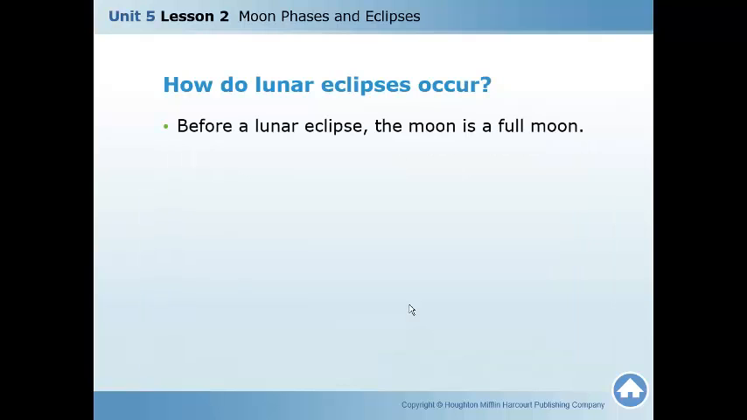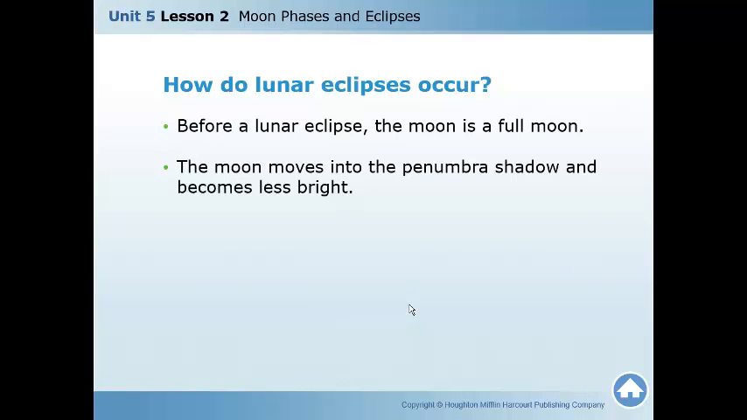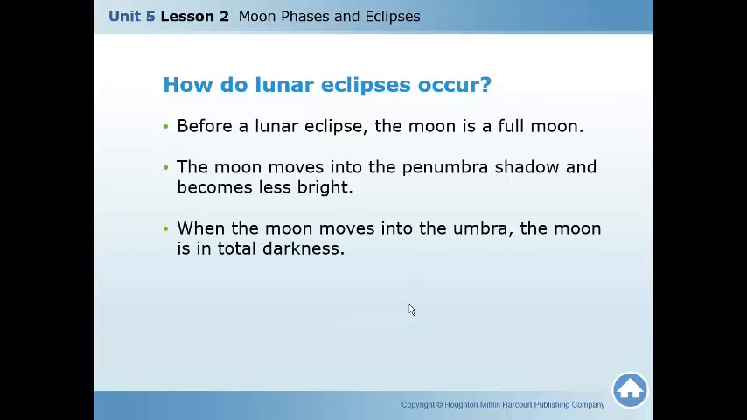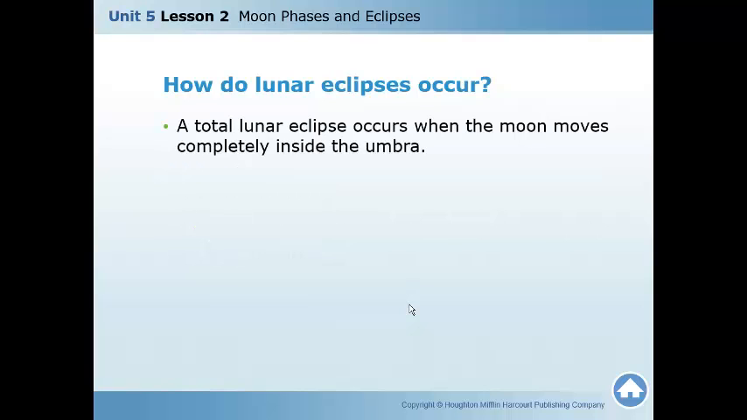Before a lunar eclipse, the moon is a full moon. The moon moves into the penumbra shadow and becomes less bright. When the moon moves into the umbra, remember that dark part of the shadow, the moon is in total darkness. And a total lunar eclipse occurs when the moon moves completely inside the umbra.